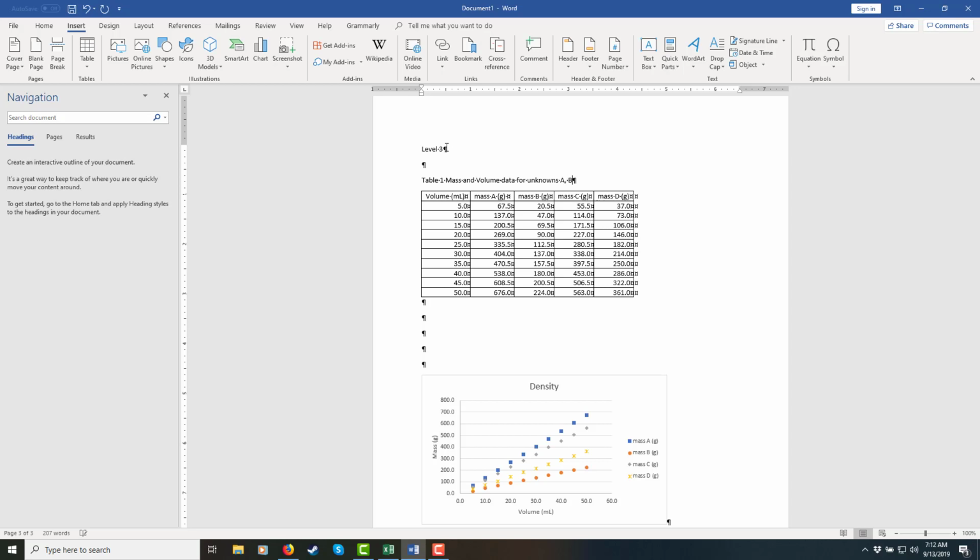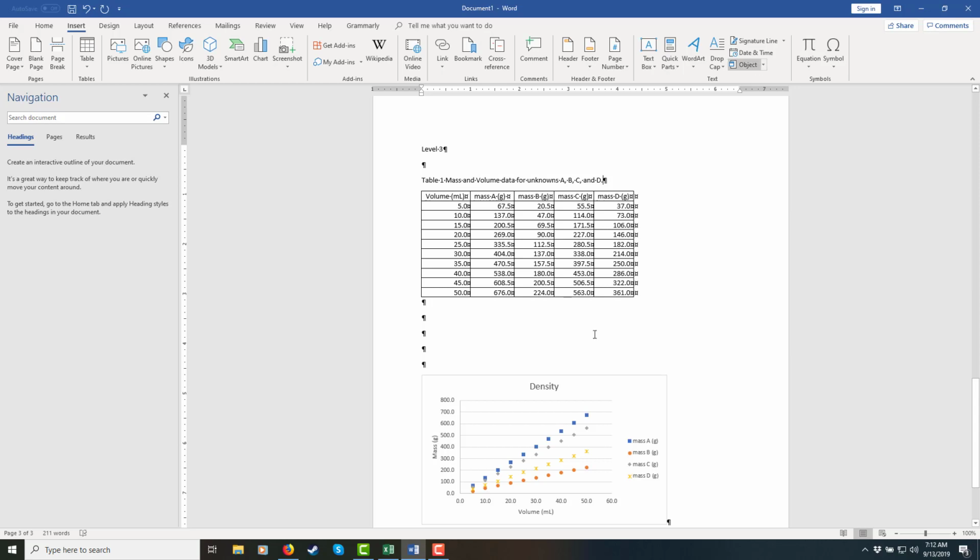Unknowns A, B, C, and D. Obviously, if I knew what on earth these unknown things were, it would be a different story. I'd make this a little bit more descriptive. But yeah, that looks pretty good. I could stick some density information off here. Oh, that's totally a stylized thing.